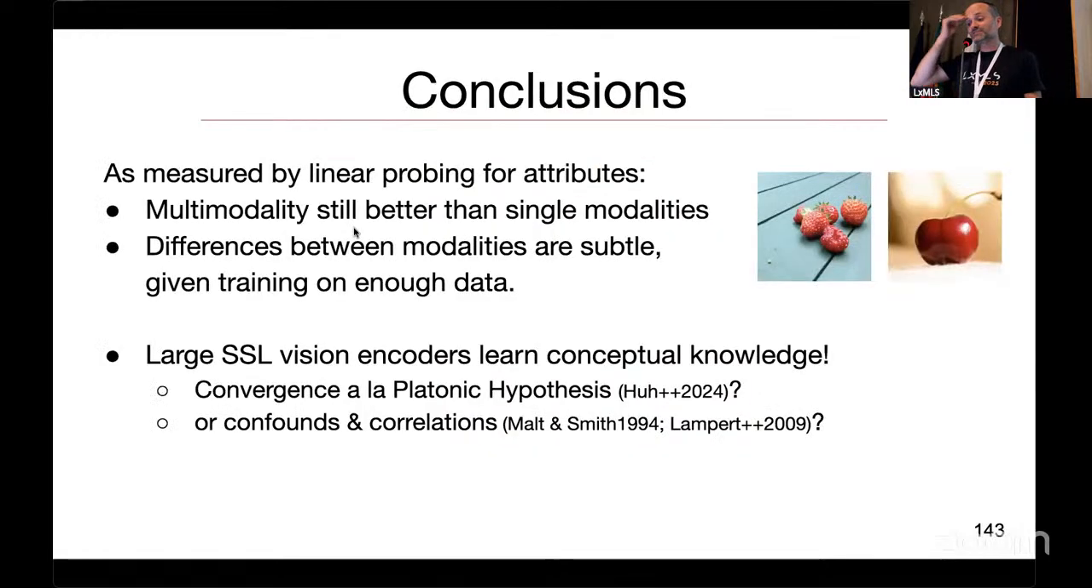And so I think this leads to an interesting question about whether these large-scale self-supervised vision models are maybe actually engaging in this convergence as suggested by the Platonic hypothesis, or maybe there's some kind of confounds and correlations that we're finding here in these results.